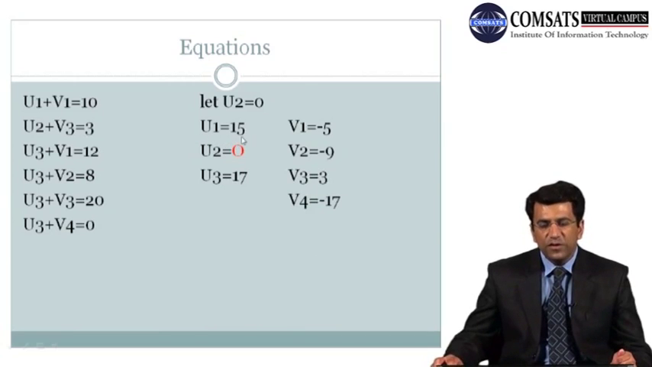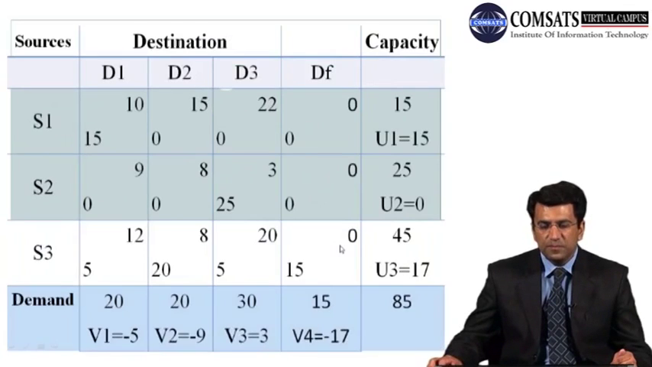So U1 is equal to 15, U2 is equal to 0, which we take as the arbitrary value initially. U3 is equal to 17, V1 is equal to minus 5, V2 is equal to minus 9, V3 is equal to 3, V4 is equal to minus 17. So after calculating all of these values, now it is always better to write these values in this particular table.